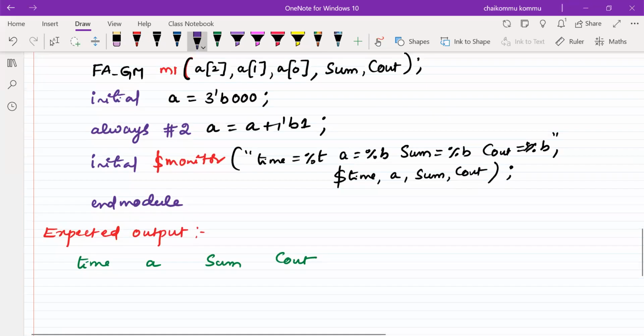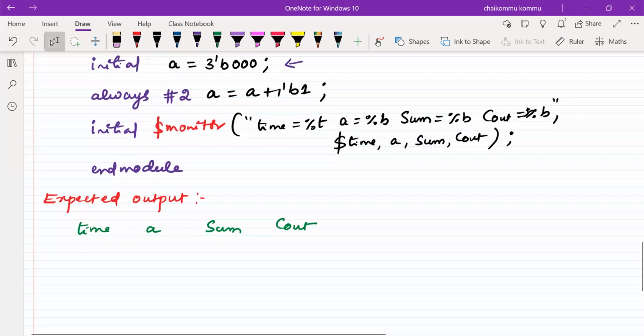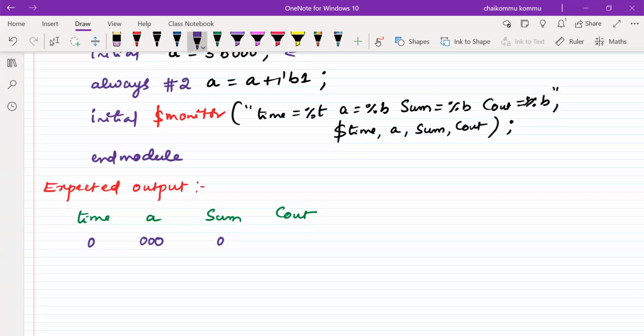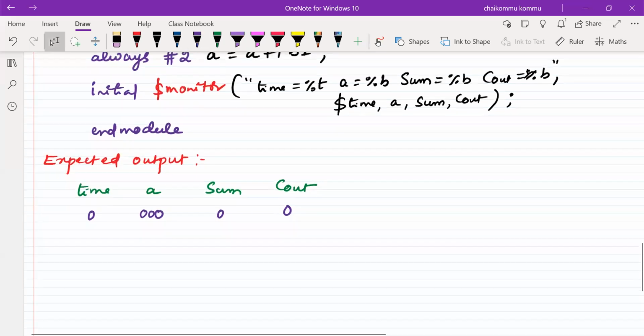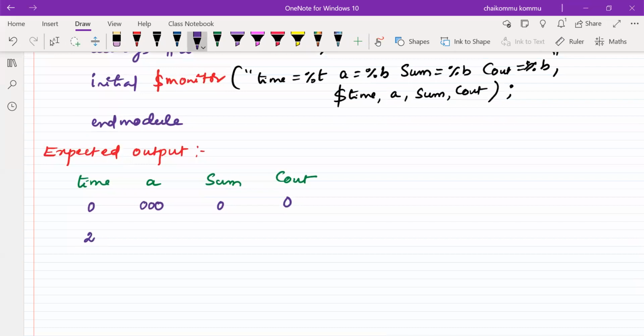At the time 0 nanoseconds, this will be activated. At 0 nanoseconds of time, A is equal to 3 zeros, and this is applied on the module, and it will produce the sum equal to 0, carry equal to 0. Next, another 2 nanoseconds, that means 0 plus 2. At 2 nanoseconds, A is incremented by 1, which means 0, 0, 1 will be there.